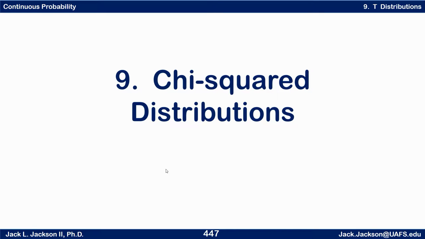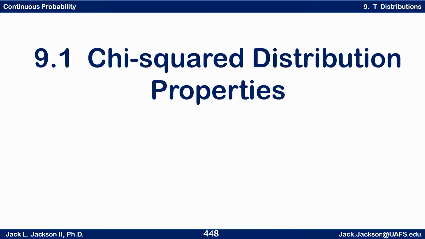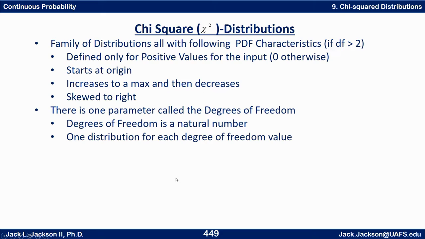In this video, we're going to talk a little bit about chi-square distributions. Actually, we're going to have two of these. We're going to have a chi-square distribution properties video, and then the following one will be calculations of probabilities and inverse probabilities with chi-square distributions. So this one is again about chi-squared distribution properties. We're going to look at some of the properties of the graph of the PDF and CDF.